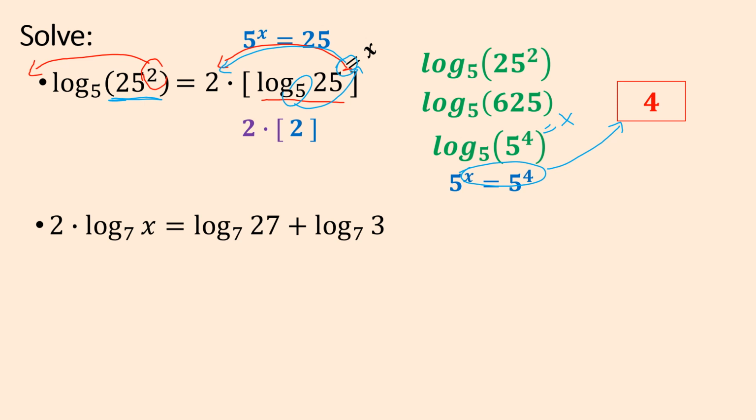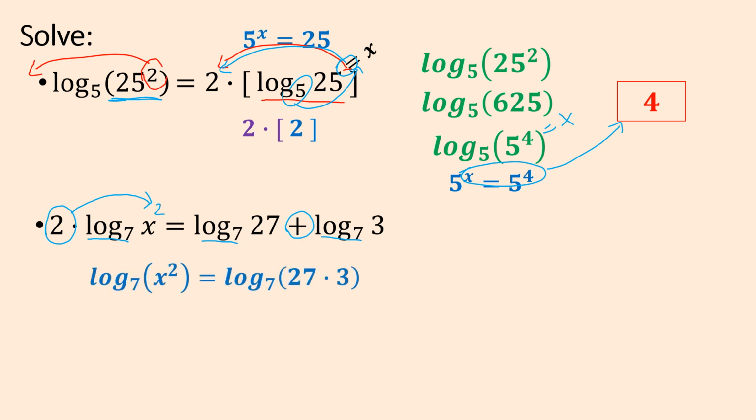We can also go backwards, like in this next one. We have a whole bunch of log base 7s here. Let's see if we can make these into an equation where we can just set those parentheses equal to each other. So for our first step, we have a 2 out front. I'm going to do the opposite of what I just did in the previous problem and move it to a squared up there. I also have 2 logs that are added together. Adding means multiplication if we're going to combine them into one log. So we have log base 7 of x squared, log base 7 of 27 times 3, that's 81.